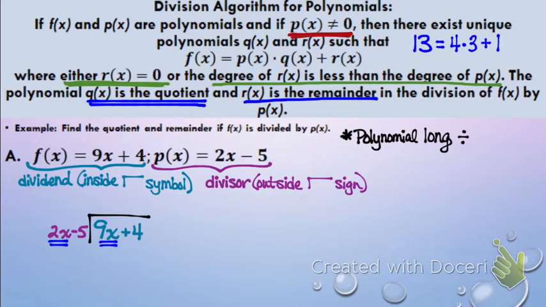2x times something equals 9x. Yes, because then I'm going to subtract. And my remainder, remember, has to either come out to be 0 or the degree has to be less than what's on the outside. What degree is this on the outside? First degree. So my remainder has to be less than a first degree polynomial. So I need my x to completely cancel out here. What would I multiply 2x by to get 9x?